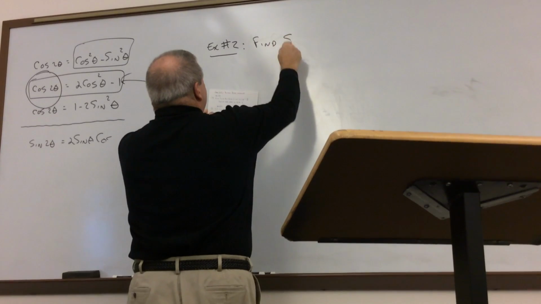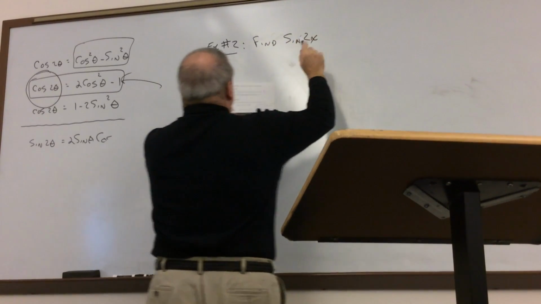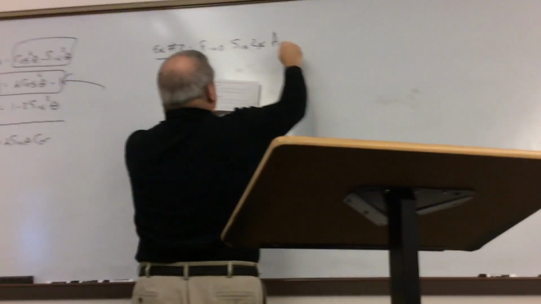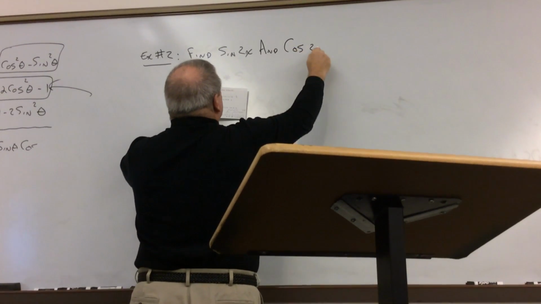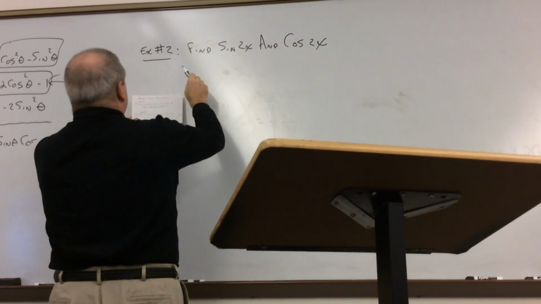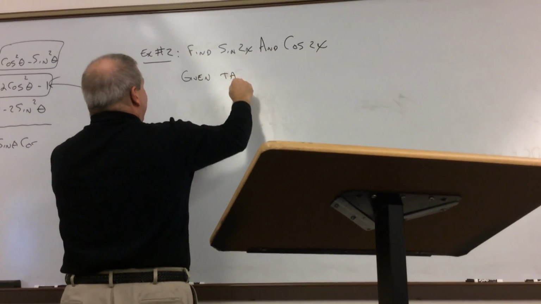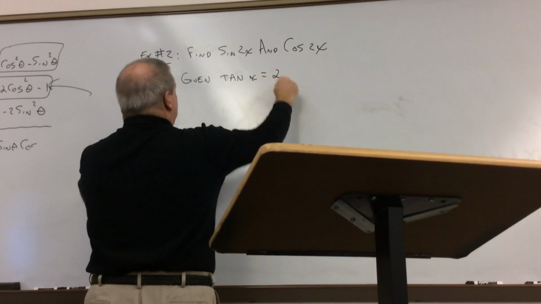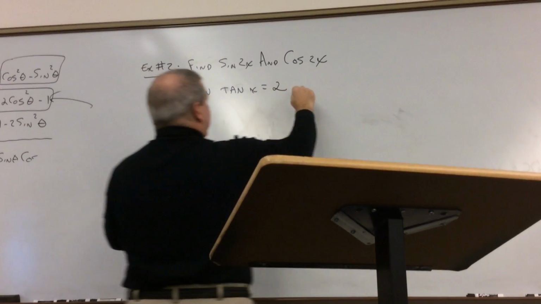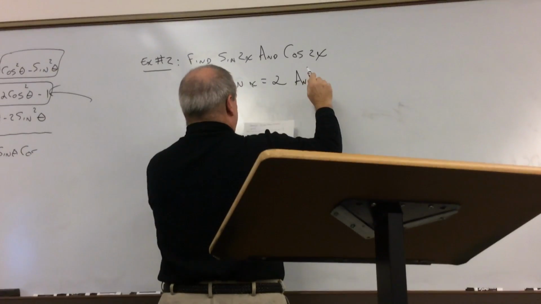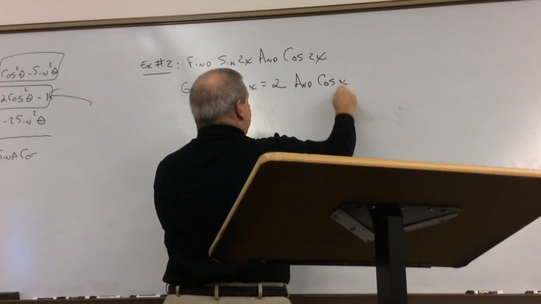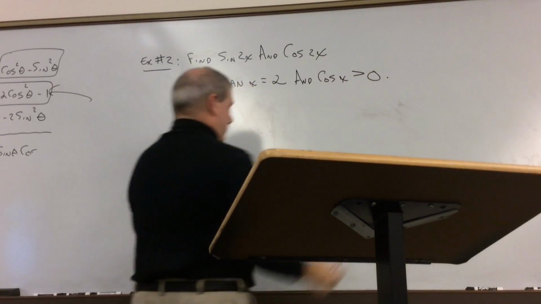Find the sine of 2x and the cosine of 2x, given the tan of x equals 2 and the cosine of x is greater than 0. There.